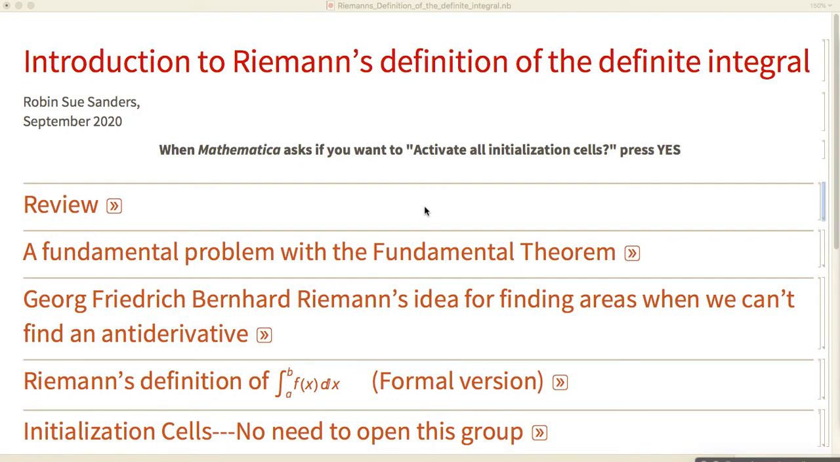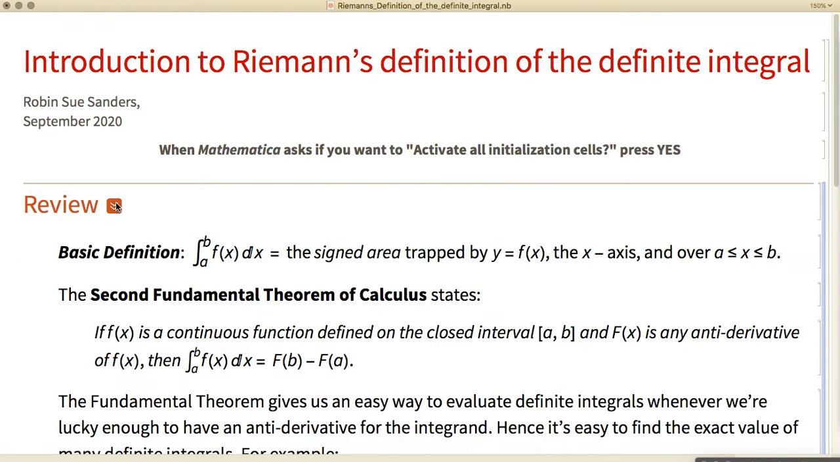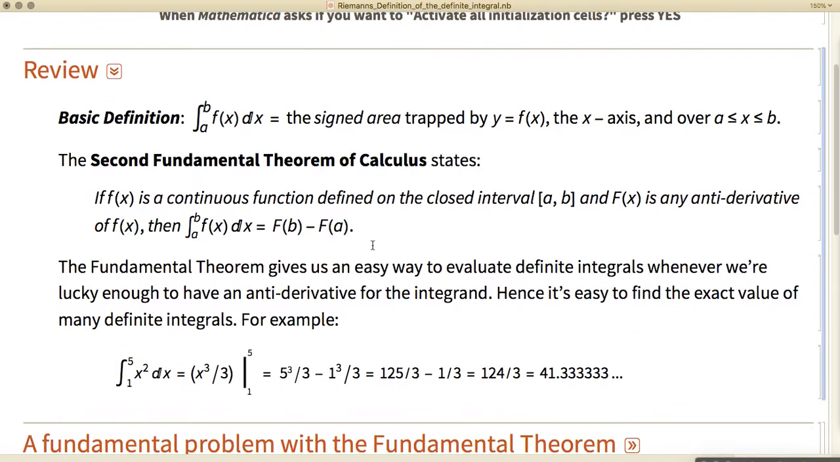In this video, we're going to look at Riemann's definition for the definite integral. But before looking at the definition, I want to remember what we already know about definite integrals. First of all, we have the basic definition, which is that the definite integral from a to b of f of x dx is the signed area trapped by y equals f of x, the x-axis, and over the interval between a and b.